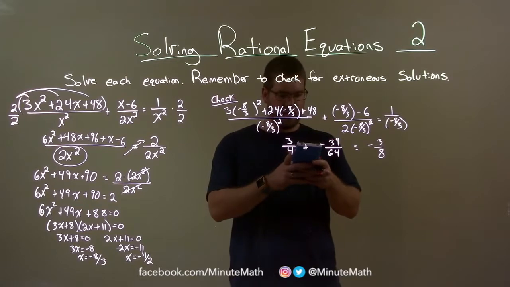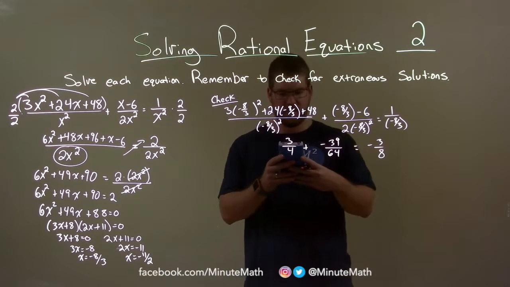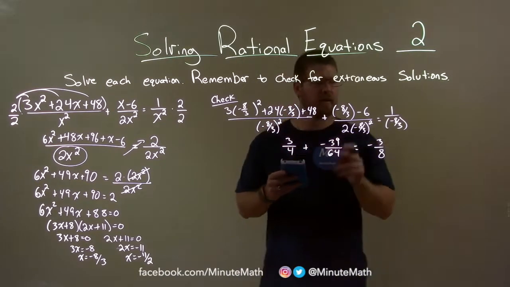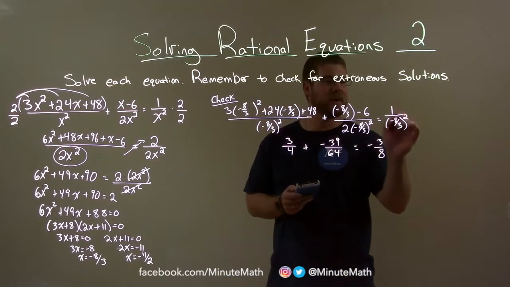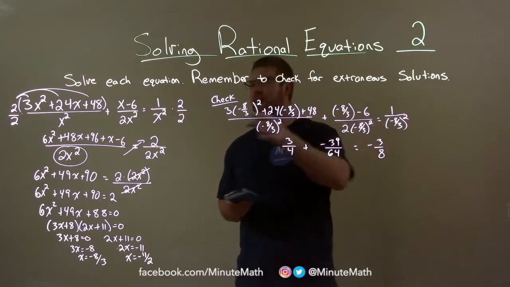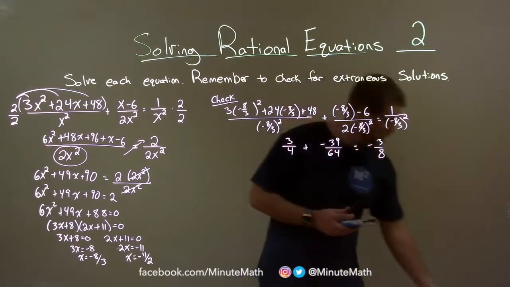Alright, divided by 2 times negative 8/3 squared. Oh, I wonder if that was it. That's right. Aha, I see what I did. I didn't square that. See? So always look through. I looked back here and realized I forgot to square that, so that's what happened here.